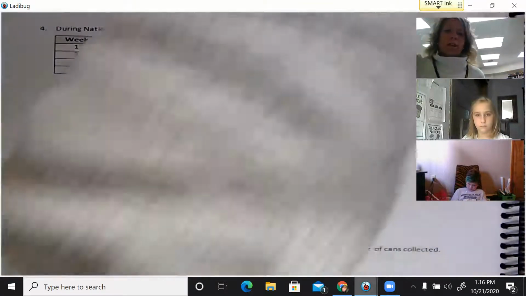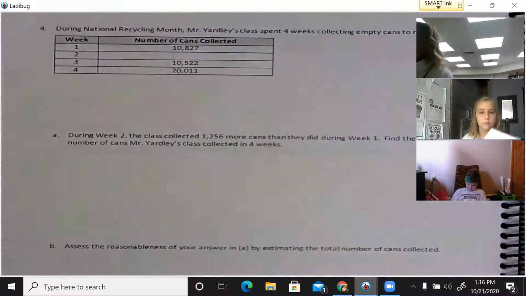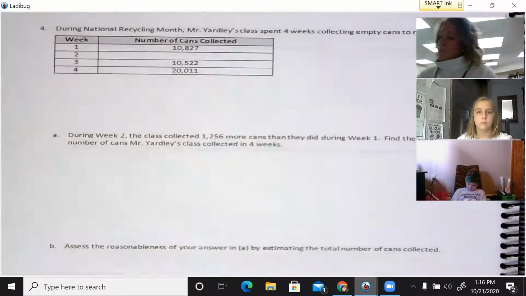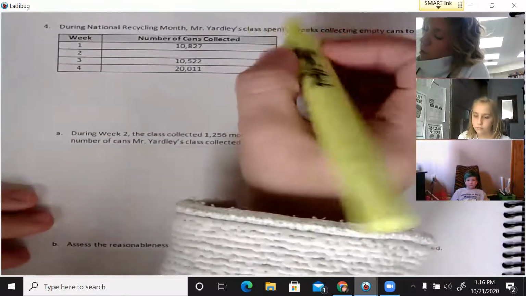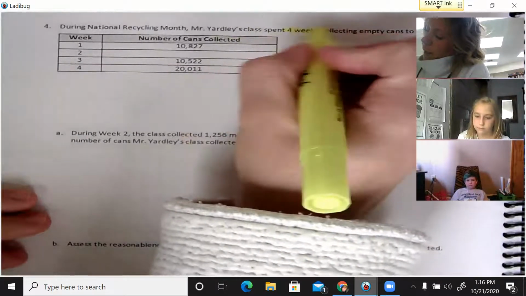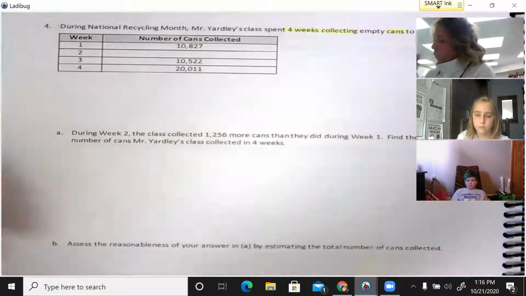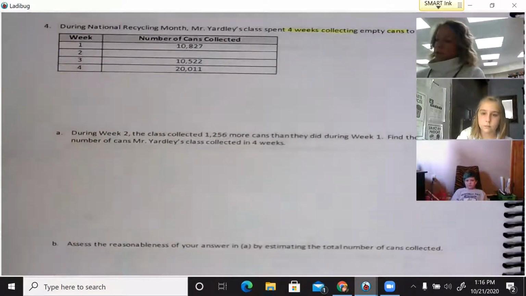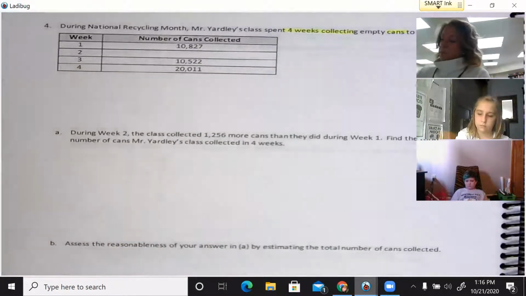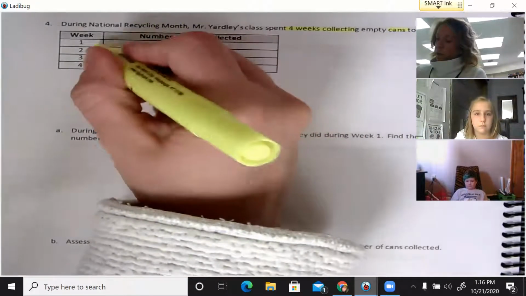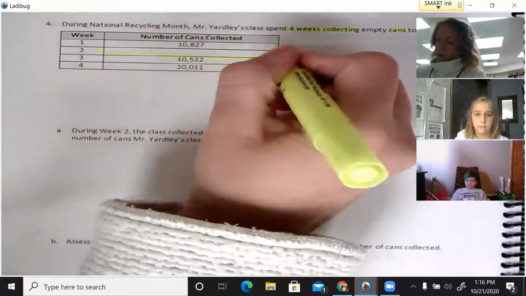During National Recycling Month, Mr. Yardley's class spent 4 weeks collecting empty cans to recycle. So let's put they spent 4 weeks collecting cans. So we have this chart showing the weeks and the number of cans collected. If you notice, week 2 is missing.